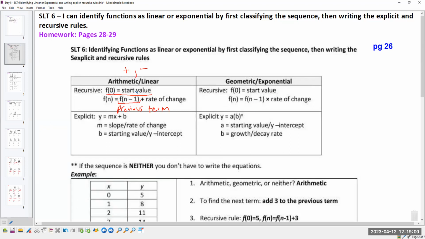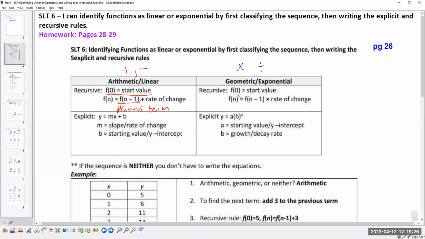We're going to state the first value, then to find the next value, we take the previous value and we add the rate of change. Now, an explicit rule for arithmetic or a linear sequence is just going to be y equals mx plus b. Nothing new there. For a geometric sequence, as a reminder, geometric sequences are like exponentials, and they have a multiplication or a division pattern.